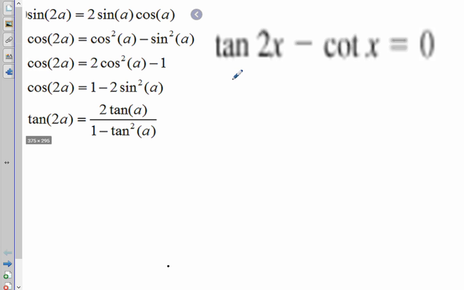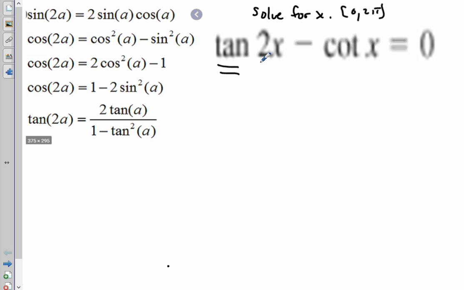I'm going to do one more video on using double angle formulas. And in this case, we're using one for tangent. We're going to use it to solve for x. Solve for x right here, on the interval from 0 to 2 pi. Okay, keep it easy for us.